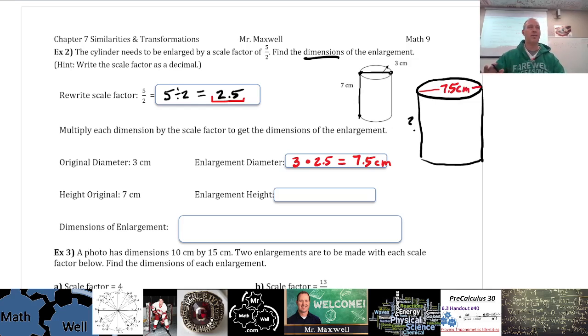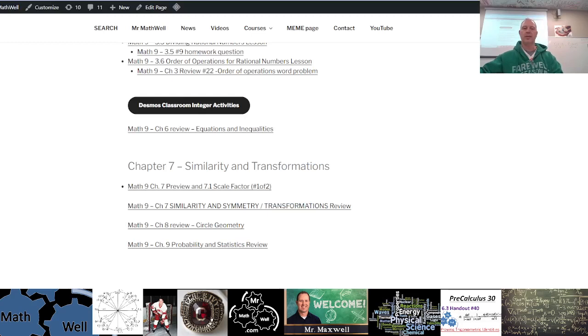Everybody okay with that? Any questions about that? Pretty easy, right? Take the measurement, multiply by the scale factor. The measurement that you're given, multiplied by the scale factor to get the new measurement. Okay, so 7, we're going to go 7 also times 2.5. And that's going to give us, let me do that on your calculator.